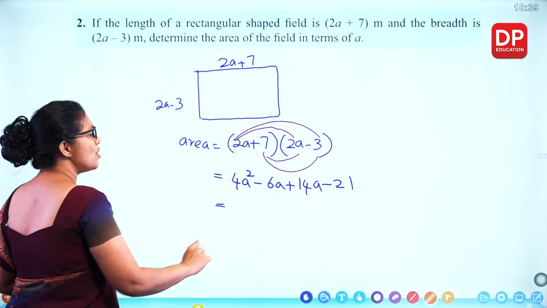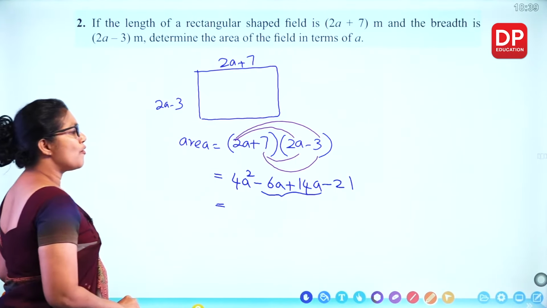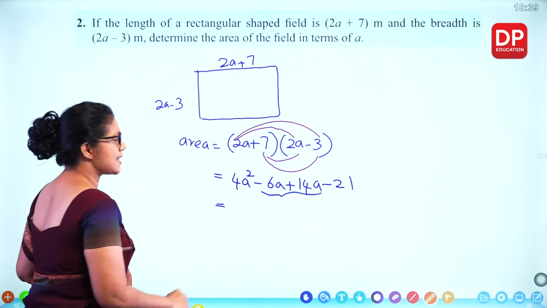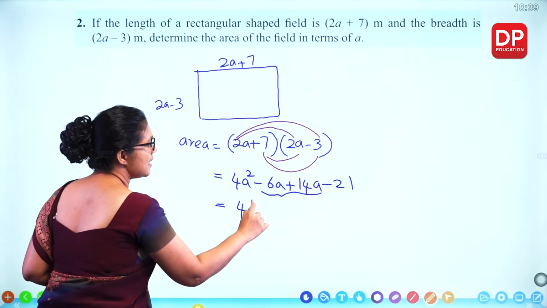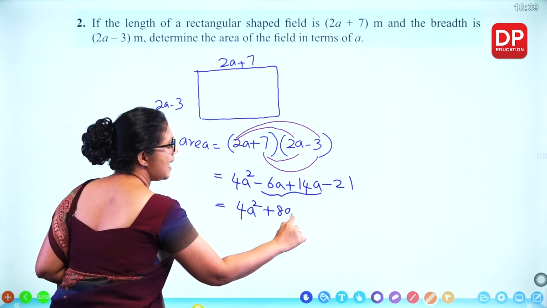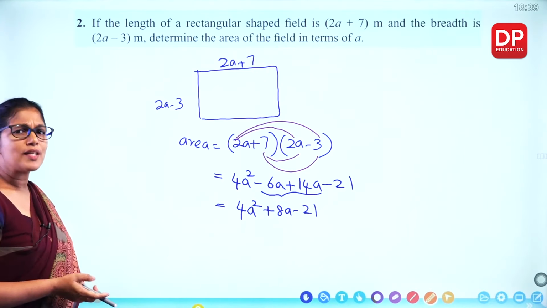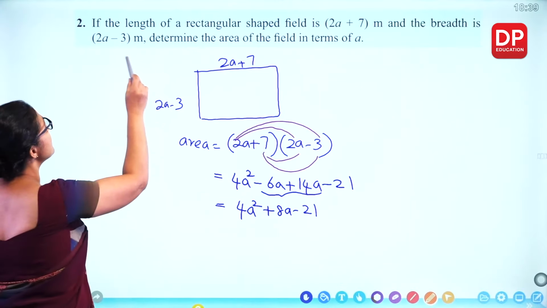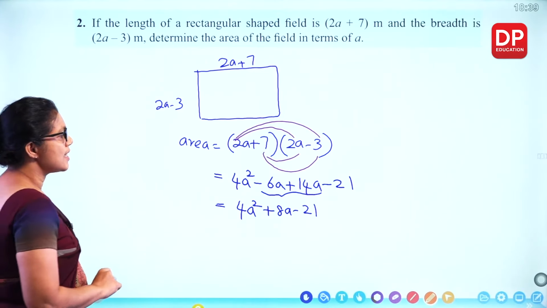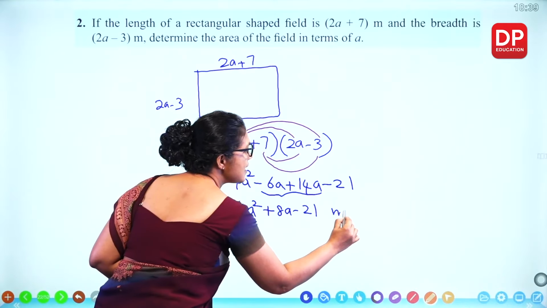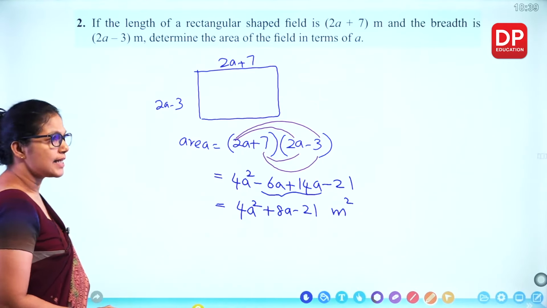Now we need to simplify. So what is 14 minus 6? You will get plus 8a minus 21. So this is about an area. What's the unit here? This is given in meters. So the area unit is square meters.